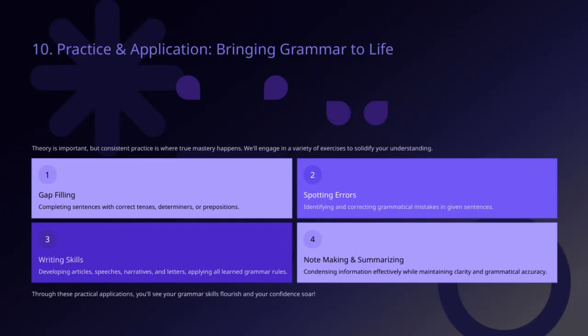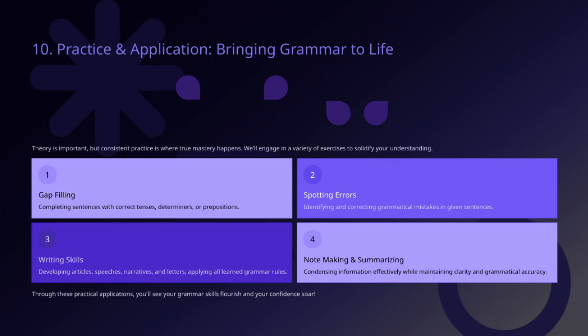Let's take a closer look at slide 13. Here, we're emphasizing the importance of condensing information effectively while still keeping it clear and grammatically correct. This skill is crucial because it helps you communicate your ideas more efficiently, whether you're making notes or summarizing a text. Next, we have the section on note-making and summarizing. This is about capturing the main points without unnecessary detail, which makes your notes more useful and easier to review.